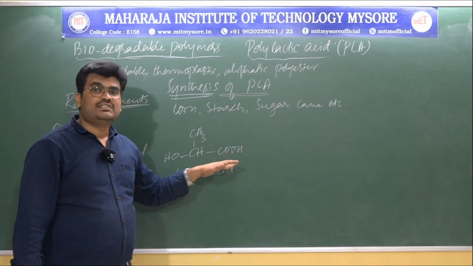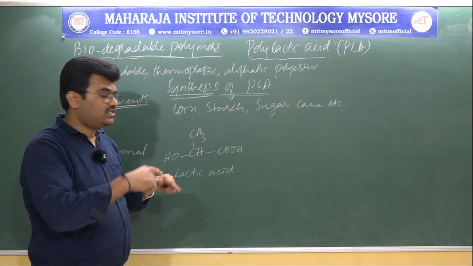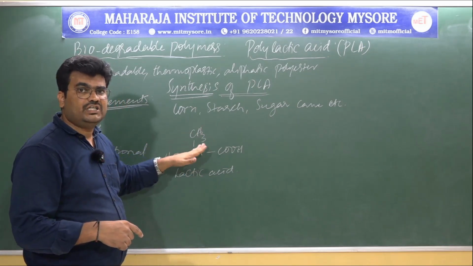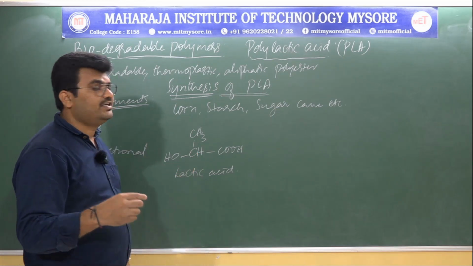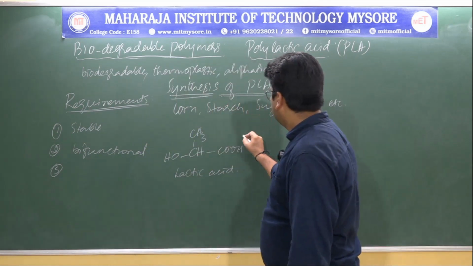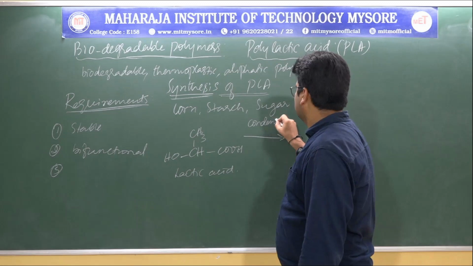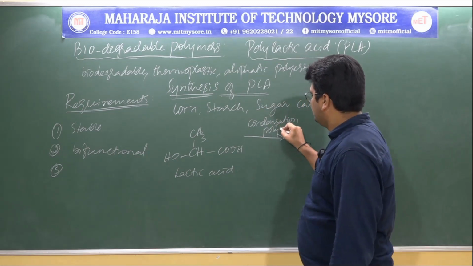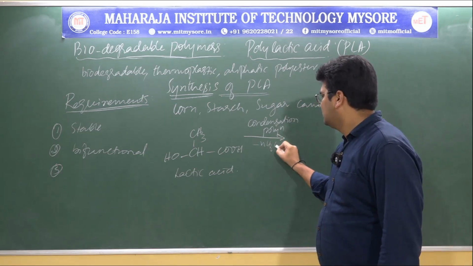So that we can see now. First I will write a simple way of synthesis of polylactic acid, and then we can take up the other way, that is ring opening polymerization. So this undergoes condensation polymerization, with the elimination of simple low molecular weight compounds such as water.